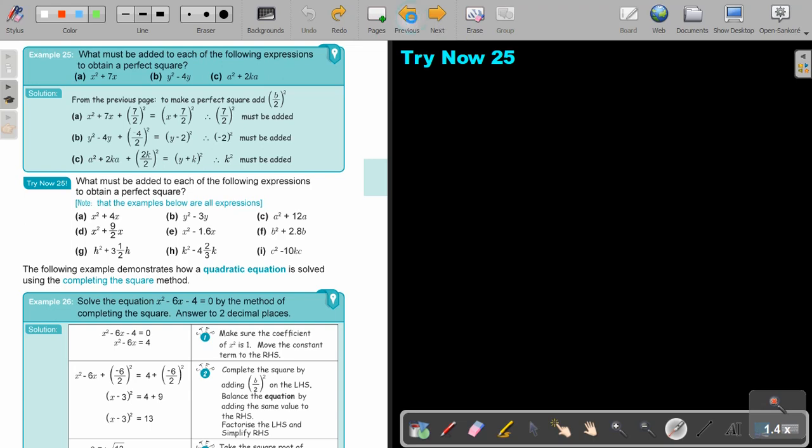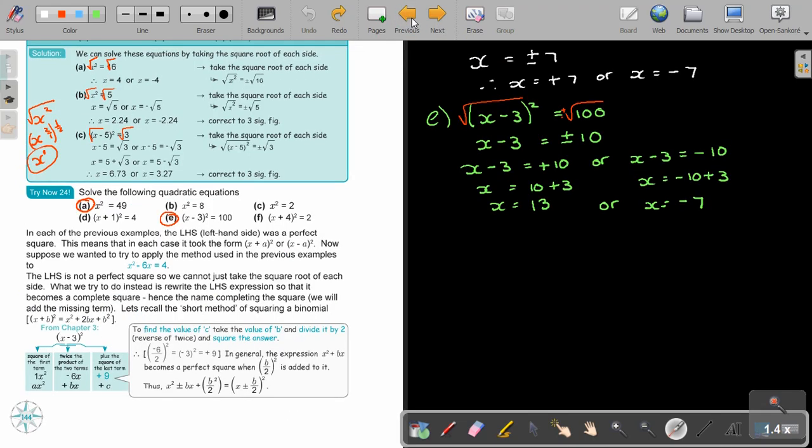I just want to take you back and just repeat. To find the value of C, take the value of B and divide it by 2. So in this case, say for example I have this one and I have this one. If I want to find this one, I take this middle value and I divide it by 2, because remember, I must be multiplying it by 2. The reverse of multiply is divide by 2. So divide it by 2, reverse of twice, and square the answer.